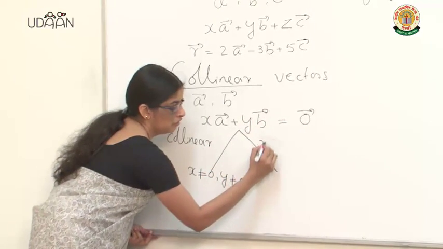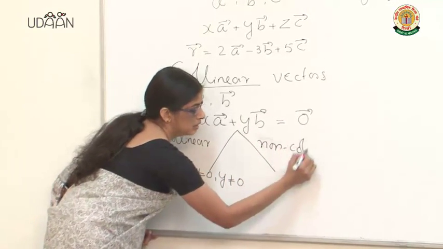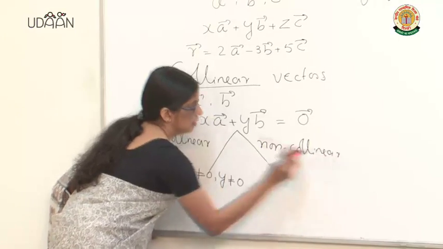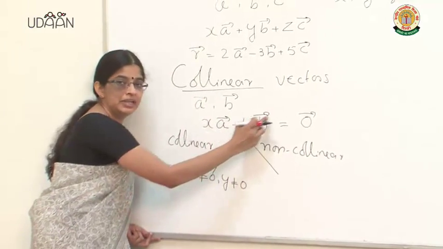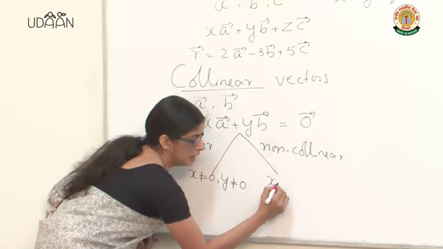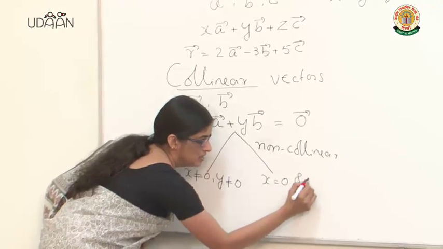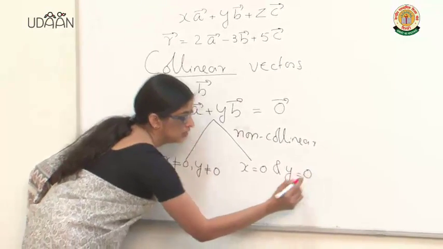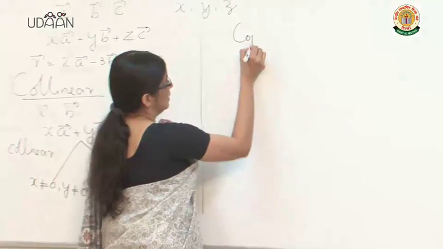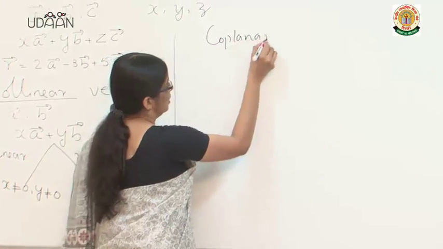Now you tell me when they are non-collinear. xa plus yb equal to 0 implies x equal to 0 and y equal to 0. Now we will discuss coplanar vectors.